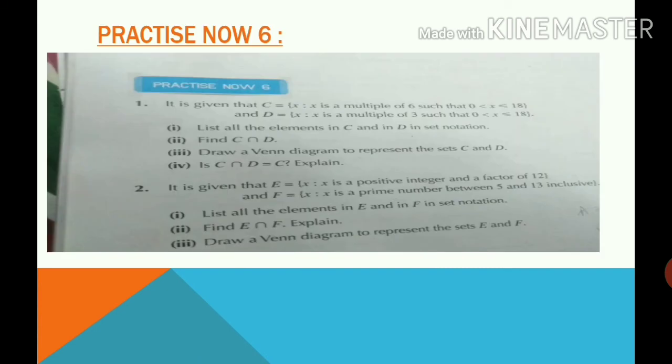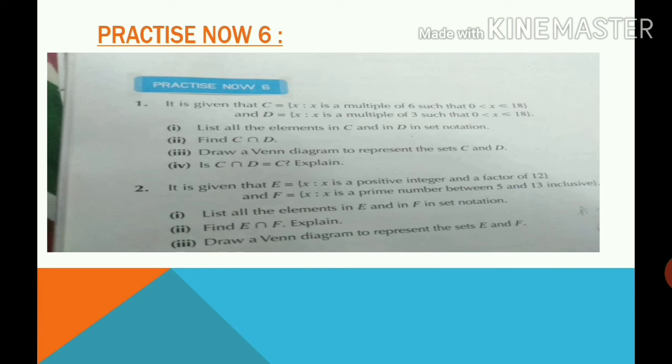Question number 2 is, it is given that E is equal to {x : x is a positive integer and a factor of 12}. The word factor is used, it means that you have to go on those numbers with which 12 is divisible by. So as you can see that 12 is divisible by 1 because when you divide 12 with 1 you will get 12, and 12 is divisible by 2 because when you divide 12 with 2 you get 6, since 2 sixes are 12. So 2 is also a factor of 12, in the same way 3, 4. So this is how you have to write down the factors of 12.